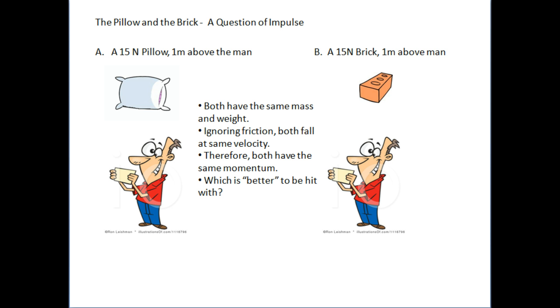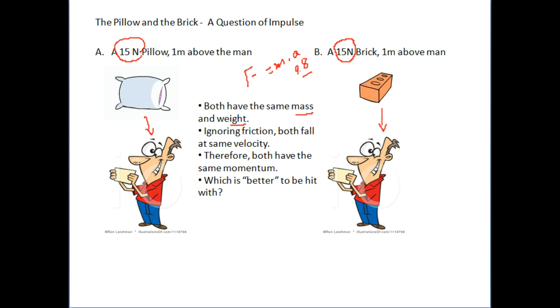Pillow and brick question. A 15 Newton pillow 1 meter above a man, and a 15 Newton brick 1 meter above a man. Now both are going to fall. And the question is, which one would you rather be hit with? Looking at both, we see that both would have the same mass and the same weight. They have the same weight, 15 newtons, and remember, you get your weight from mass times acceleration. Acceleration due to gravity is 9.8 meters per second squared. So both are weighing 15 newtons.